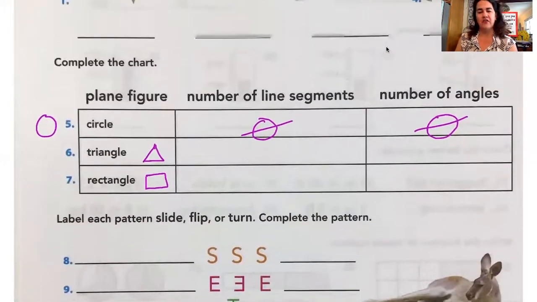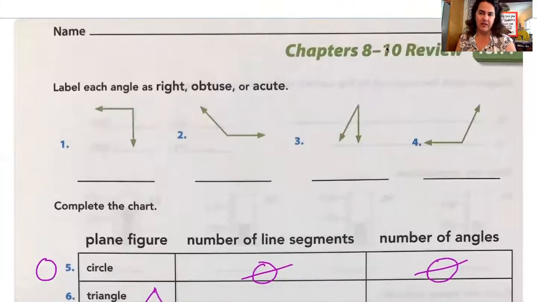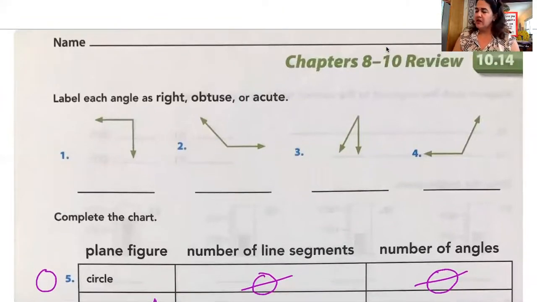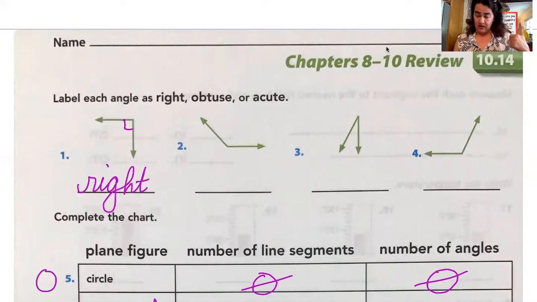All right, if you're here, it's because you finished the paper and you want to check your work. So let's see what we get. Number 1, how did you label this angle, please, Valentina? Yes, it's a right angle. And if I'm not sure, I can draw the square in the corner, and if it makes a perfect square, it's a right angle. What about number 2?